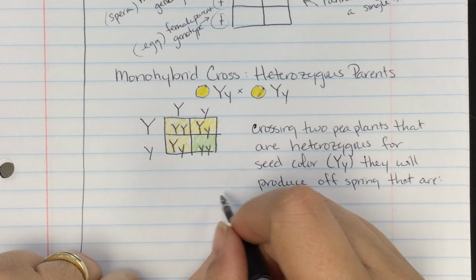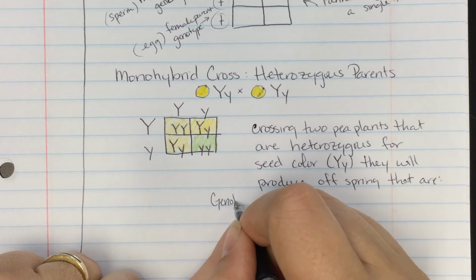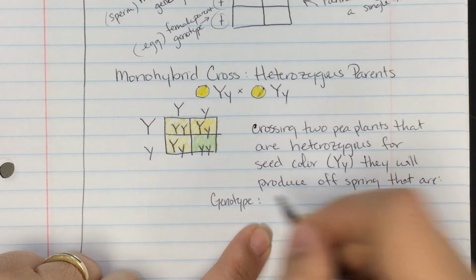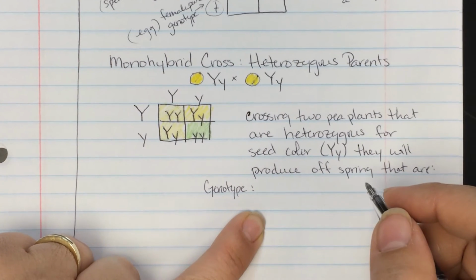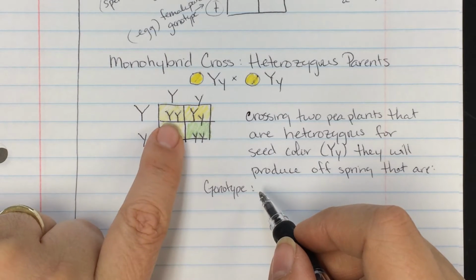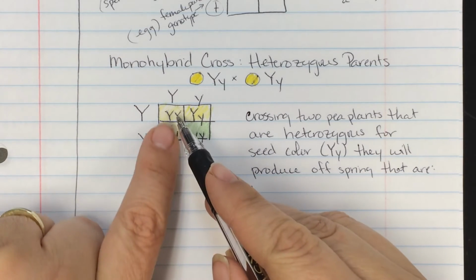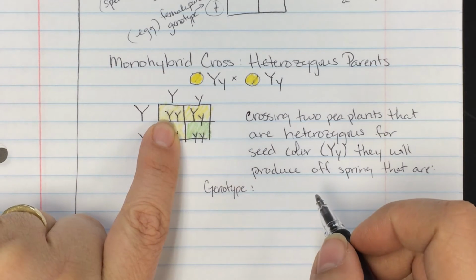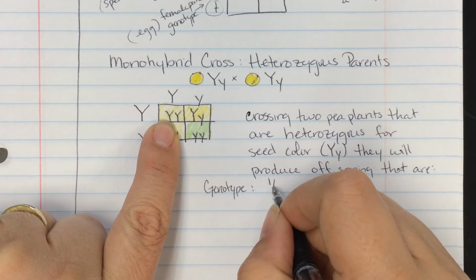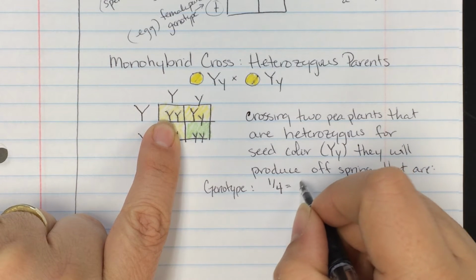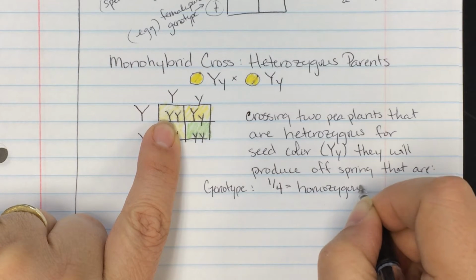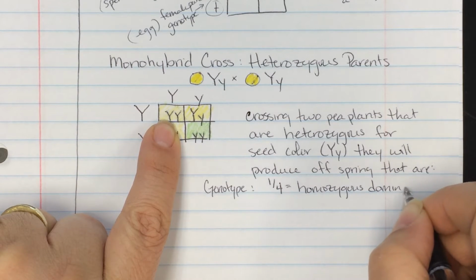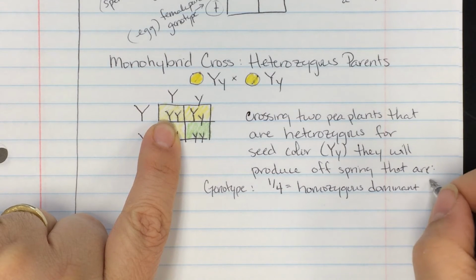So for genotype, we're looking at the big Y's and little y's. We're ignoring the color right now. And so our genotypes, if we look here, we have out of our 4 squares, 1 out of the 4 is going to be homozygous dominant. So I'm going to have 1/4 equals homozygous dominant. That's the big Y, big Y.